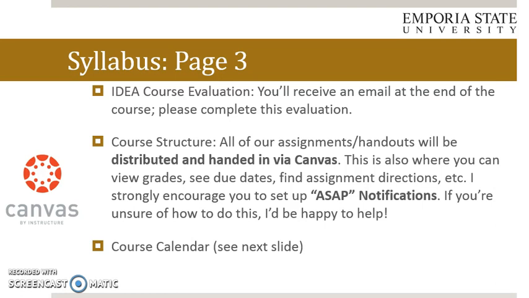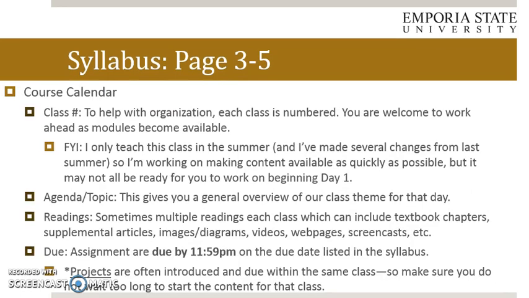And also, the course calendar begins on page 3. This is a heavily visited part of the syllabus, so I'm going to move over to the next slide to talk about this section. Okay, so the course calendar runs from page 3 to 5. The first column is the class number. This whole class will be finished in 4 weeks, so rather than list the content by week, we subdivide it by class, and this helps with organization.